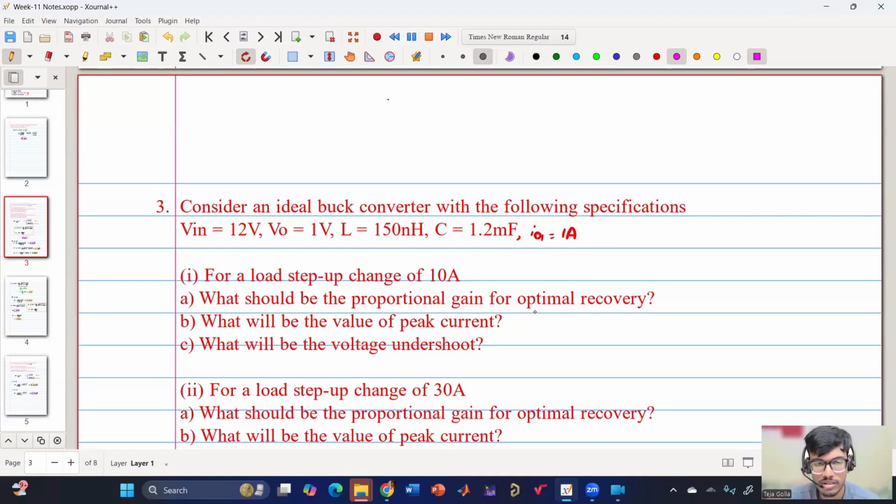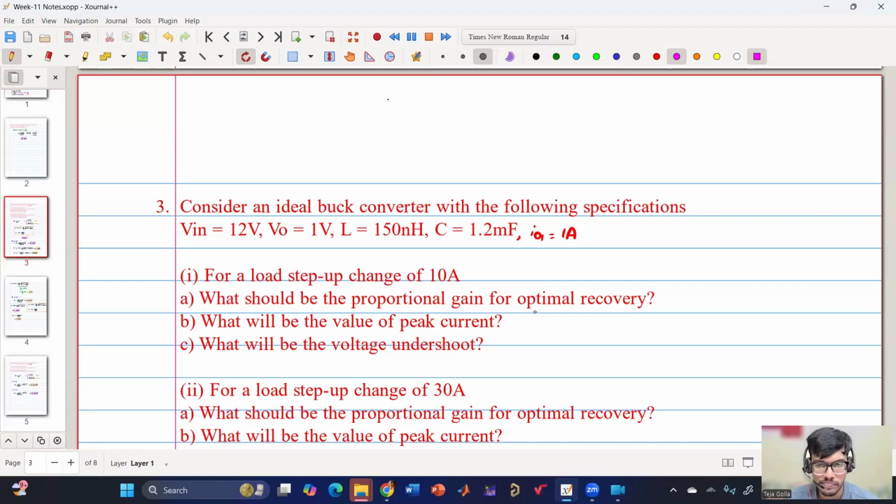But I have given a few only load transient problems, and we have seen how the load step up transient will vary the proportional gain as well as the peak undershoot as well as peak current as well as voltage undershoot. So here we have considered one buck converter where the input voltage is 12 volt, output voltage is 1 volt and 150 nanohenry inductance as well as 1.2 millifarad capacitance.